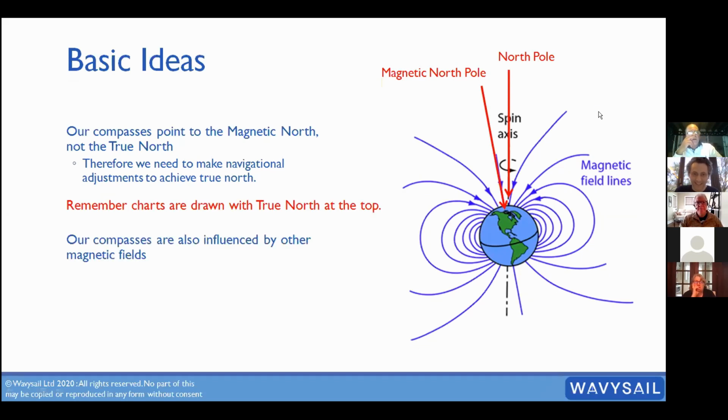So our compasses are also influenced by other magnetic fields. So if you put a magnet next to a compass, it's going to influence it, isn't it? Okay. So onboard magnetic fields, moving magnets, all that sort of thing also influence our compasses.